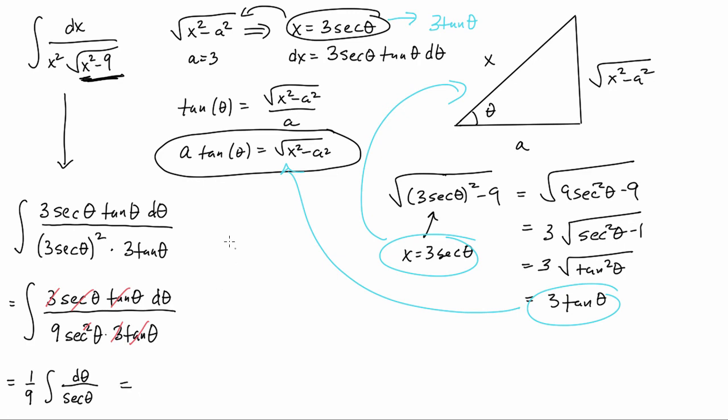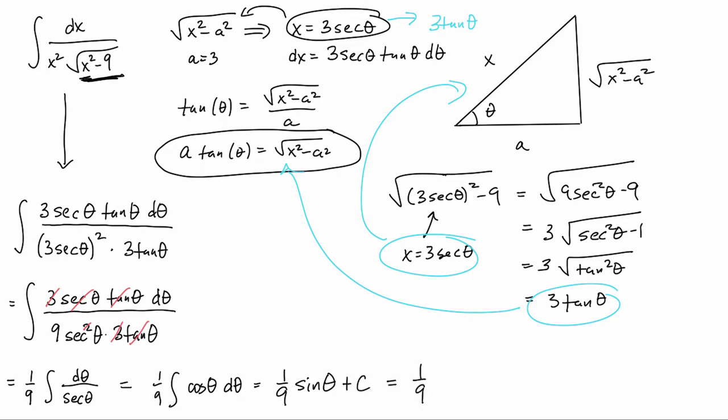Well, if you remember, secant theta is the reciprocal of cosine. So because of that, this is the same thing as 1/9 integral cosine theta, which is very easy to integrate, unlike the last example, which had the integral of secant. This one's fairly easy to integrate. The integral of cosine is sine. So we've got sine of theta plus a constant.